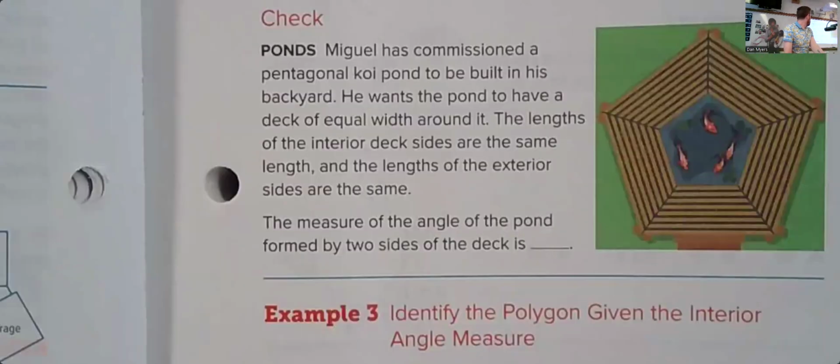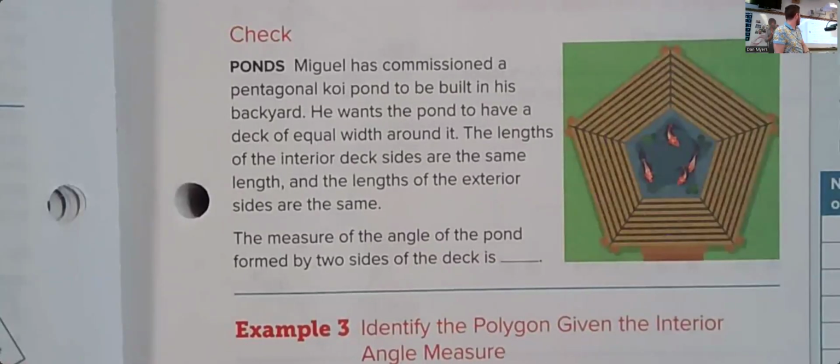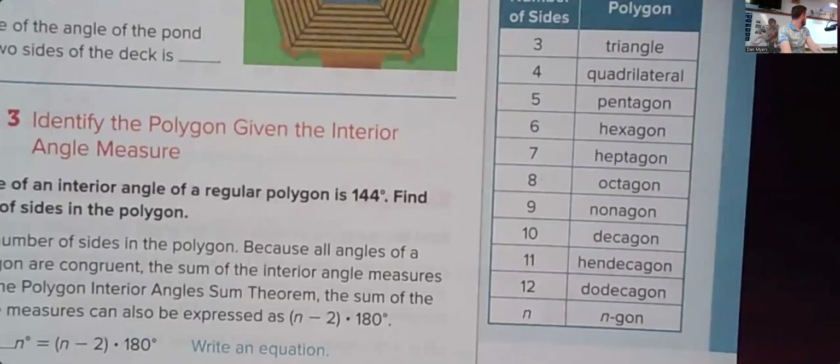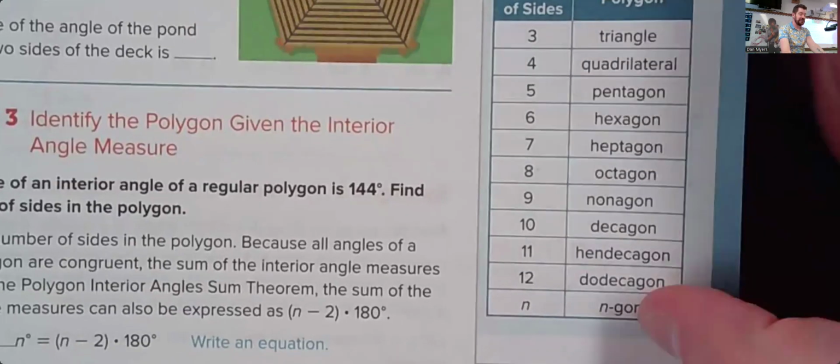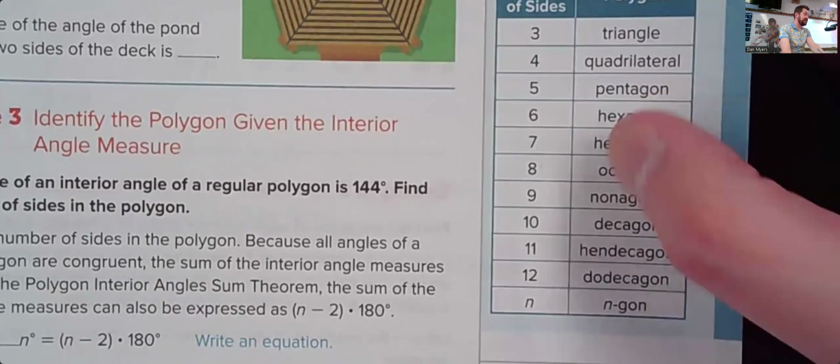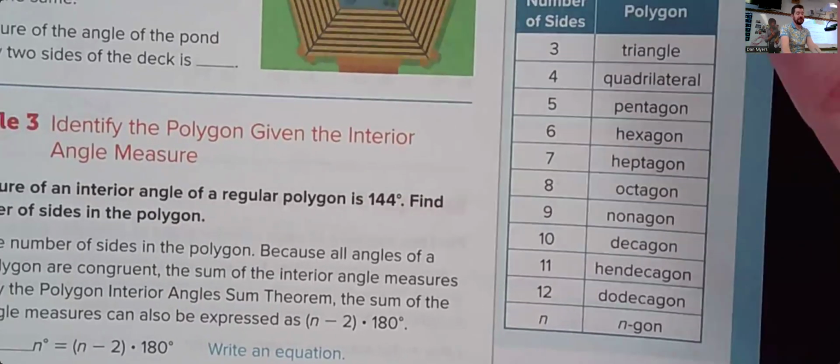This one right here. Miguel has commissioned a pentagonal. How many sides? 5. Pentagonal means the shape of a pentagon, 5 sides. Again, right over here, you got a list of sides and the name of the polygon. So if you ever get lost on that, go back to this page right here if you need to know how many sides it has based on the word.